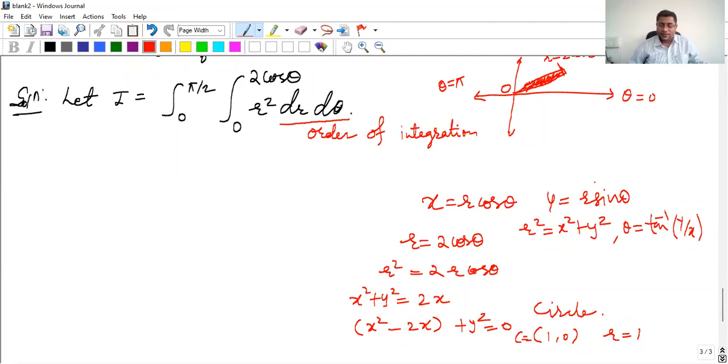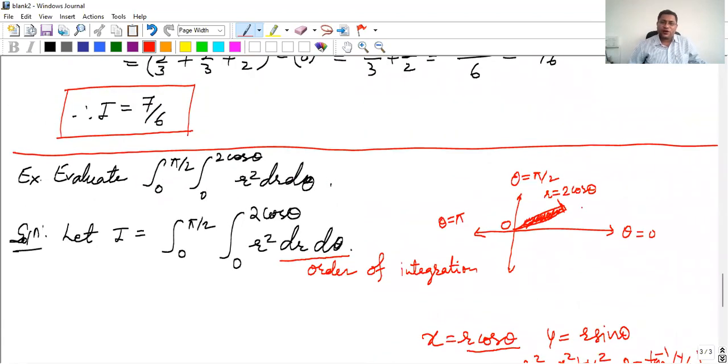Sir, how did we get x square plus y square equals 2x? So what is the curve given to us? R is equal to 2 cos theta. We multiplied this equation by r, so I get r square is equal to 2r cos theta. R cos theta is x, and r square is x square plus y square. So we got x square plus y square equals 2x. Then we simplified that this is going to be a circle with center at (1, 0), and the radius is going to be 1.